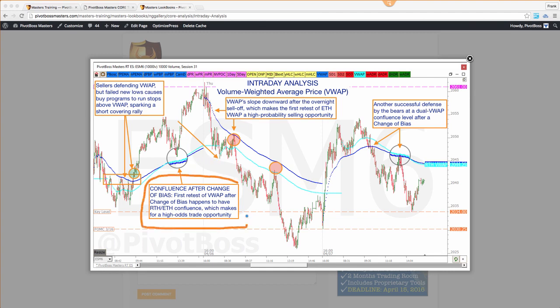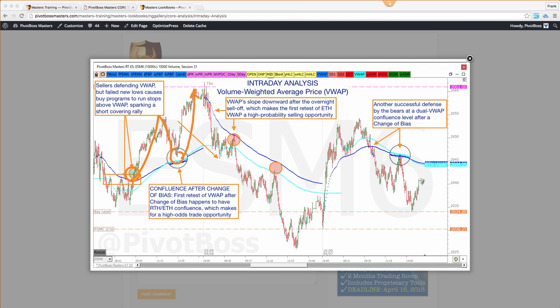Confluence after change of bias. So this is an important concept. You see it twice on this one chart in 3 days. Basically, confluence after change in bias occurs when there is a shift in bias here, because prices were trending downward, failed new low, and then here the market goes from a sell bias to a buy side bias. So a confluence after a change of bias. The first retest of VWAP after a change of bias happens to have RTH and ETH confluence. That makes for a high odds up trade opportunity. So if the market, after changing bias to the buy side, comes back, then right here, with that confluence, it offers a great buying opportunity.